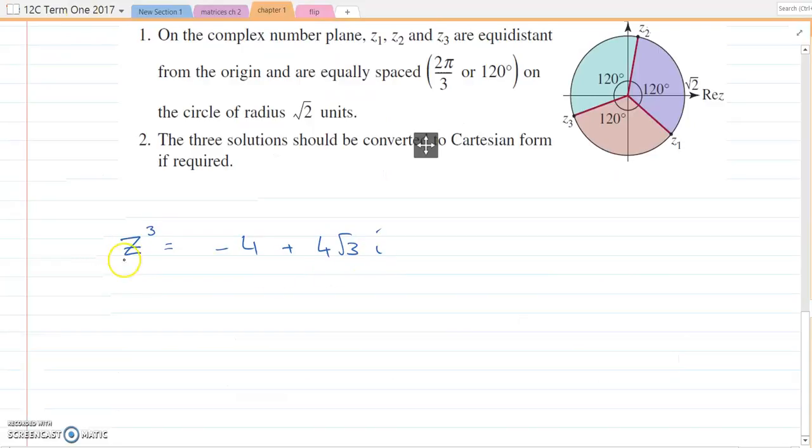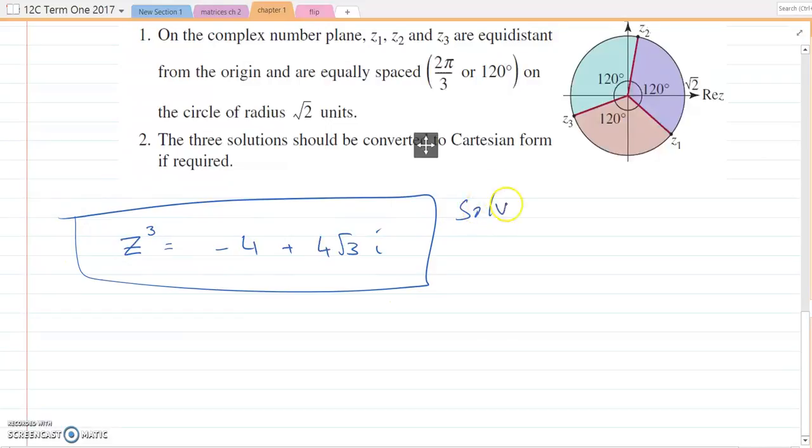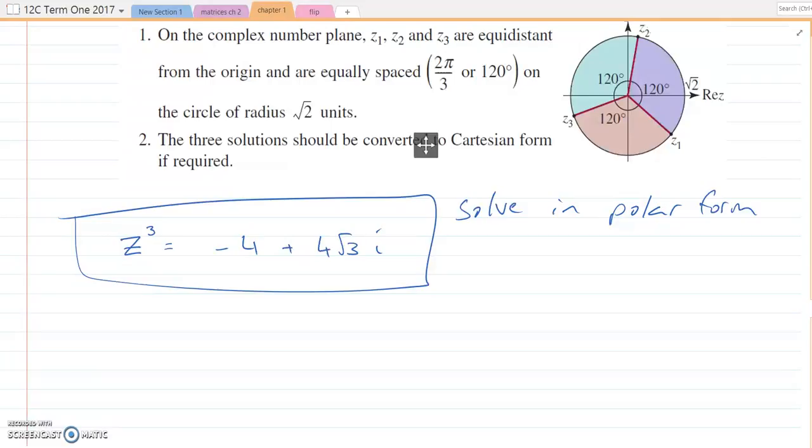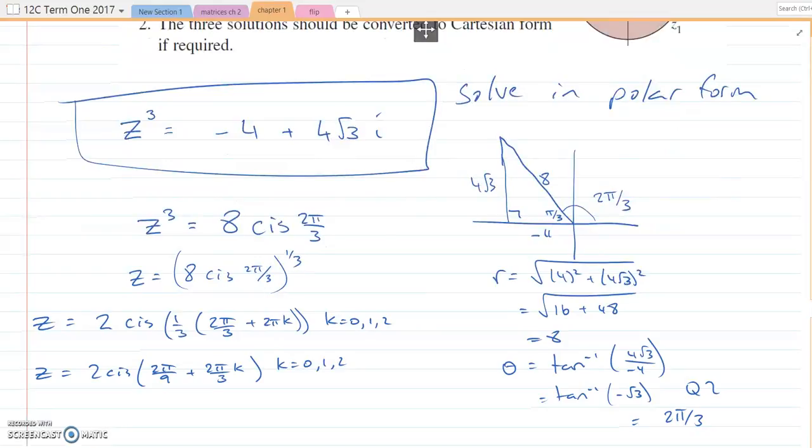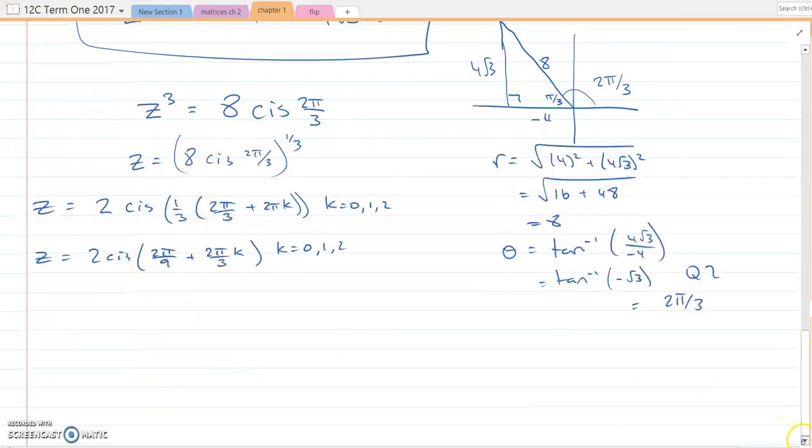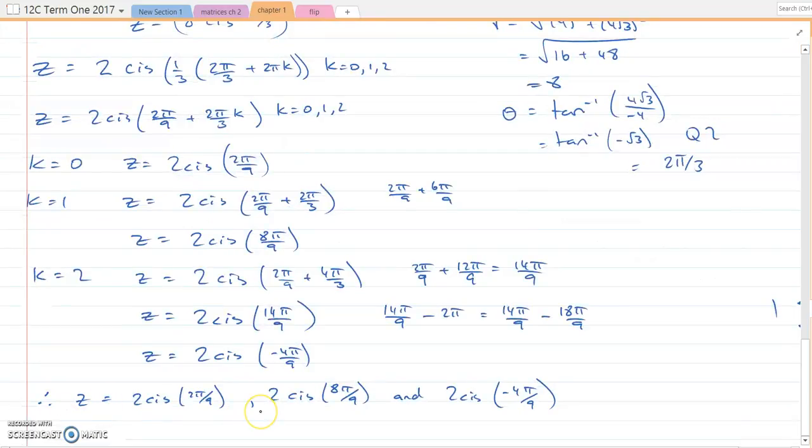So why don't you have a go at solving this in polar form. There are 3 answers, and I will put the answers up after you pause. Okay, here's the first part of the solution, converted to cis form: 8 cis 2 pi over 3. Let me scroll down, I'll pause again and do the rest. And that finishes it. There are the 3 solutions.